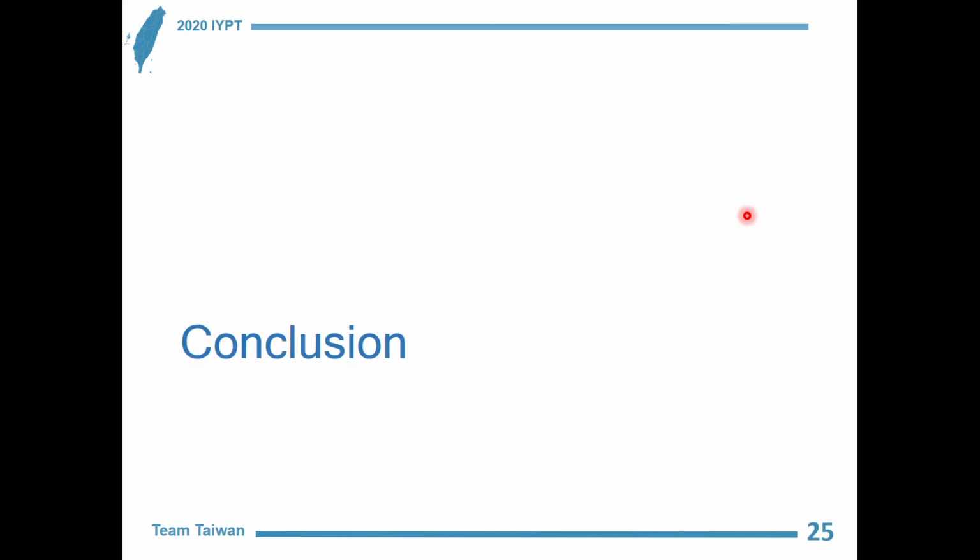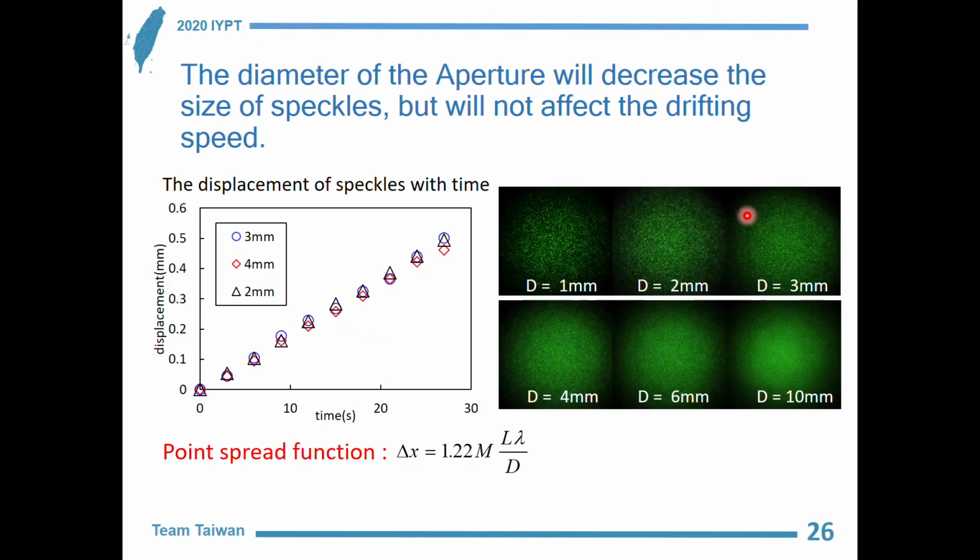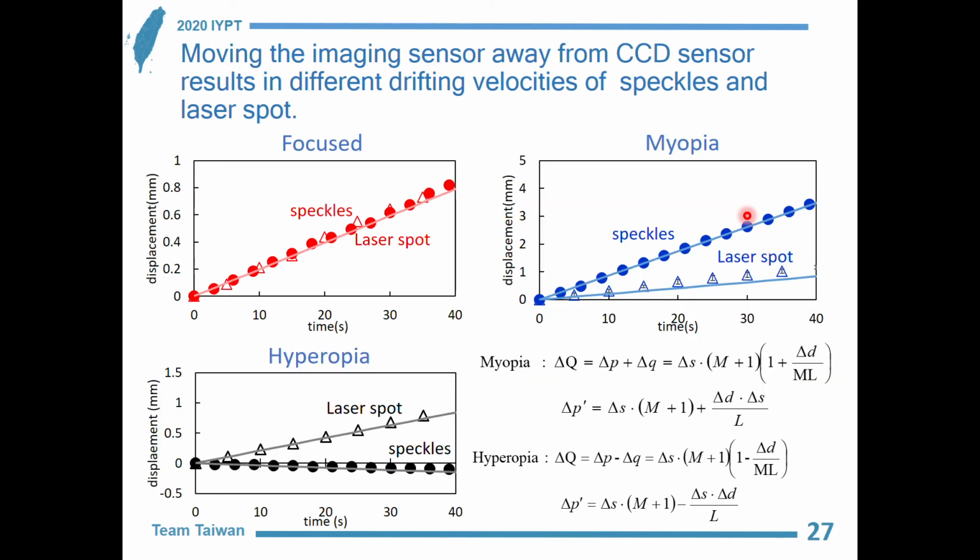Then moving on to the conclusion. First, we found the aperture diameter of the camera can affect the speckle size dramatically. When the aperture size increases, the average speckle size decreases as predicted by the theory, which is the point spread function. However, changing the aperture diameter only affects the speckle visibility, but does not vary the drifting velocity of speckles and spots. And secondly, by controlling the imaging plane ahead of, right on, or behind the sensor, the speckles and spots are found to perform different drifting behavior.